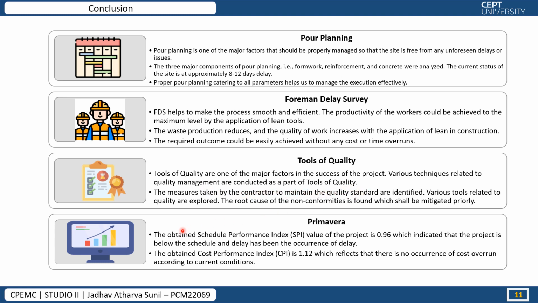In Primavera, the obtained schedule performance index value of the project is 0.96, which indicates that the project is behind schedule and there has been an occurrence of delay. The obtained cost performance index is 1.12, which reflects that there is no occurrence of cost overrun according to the current conditions. Thank you.